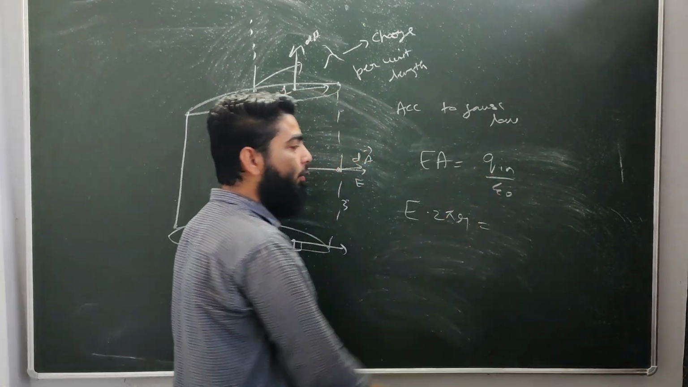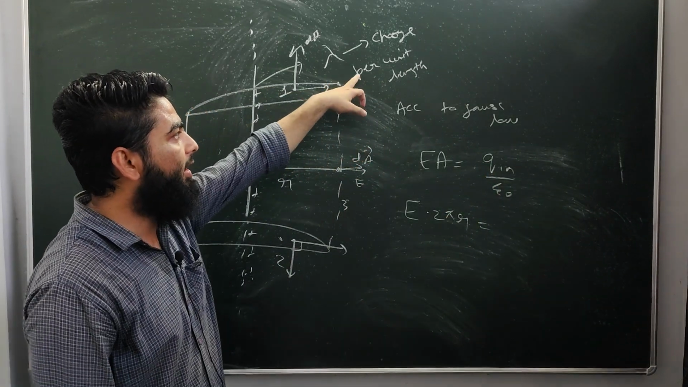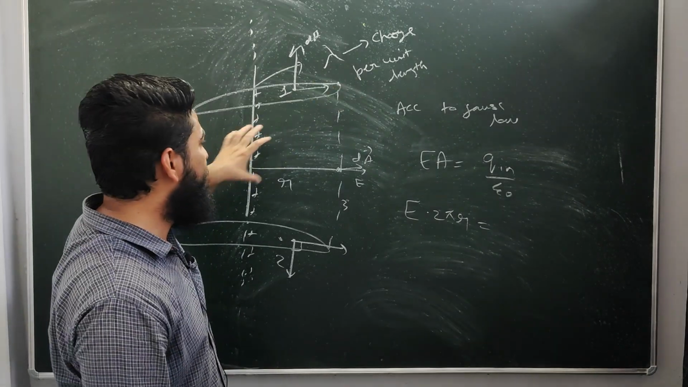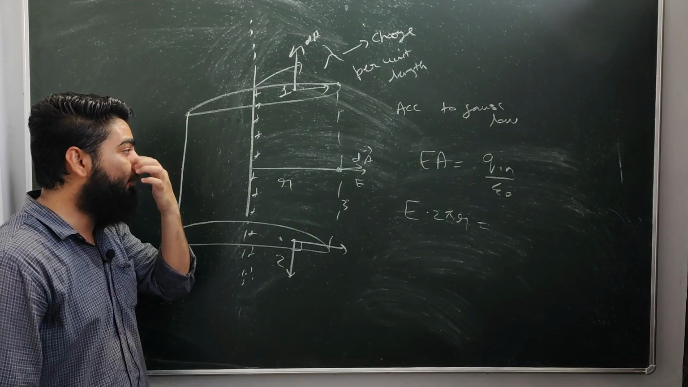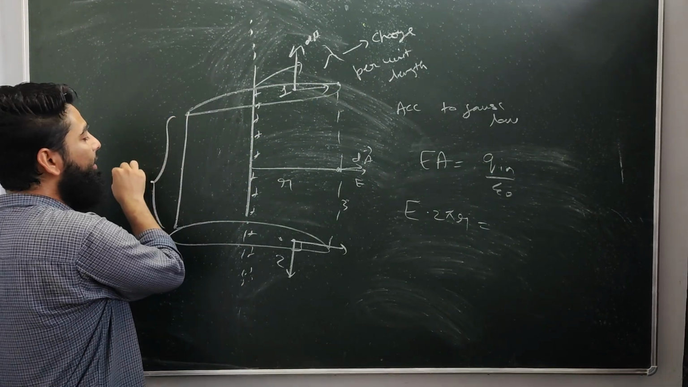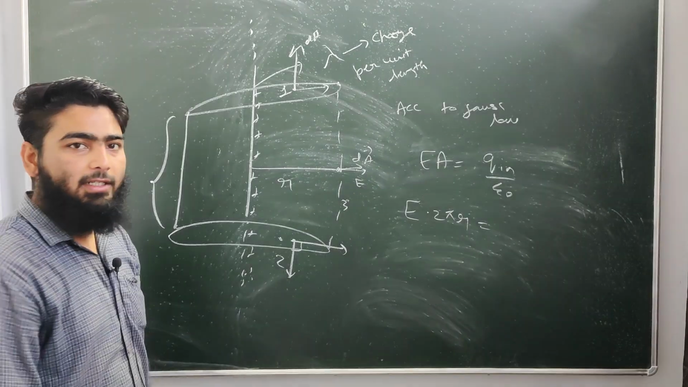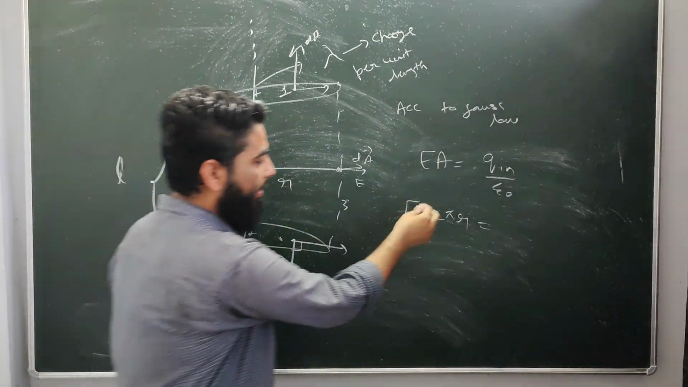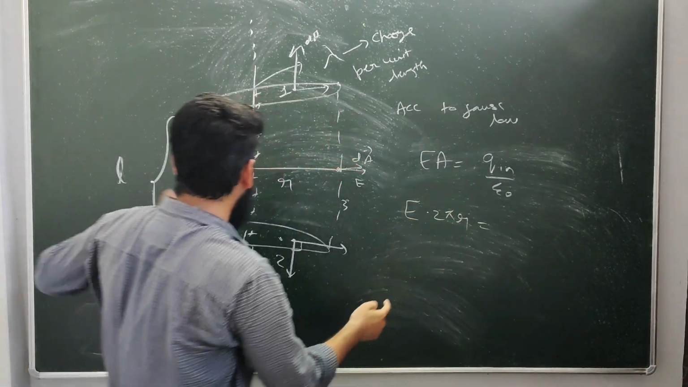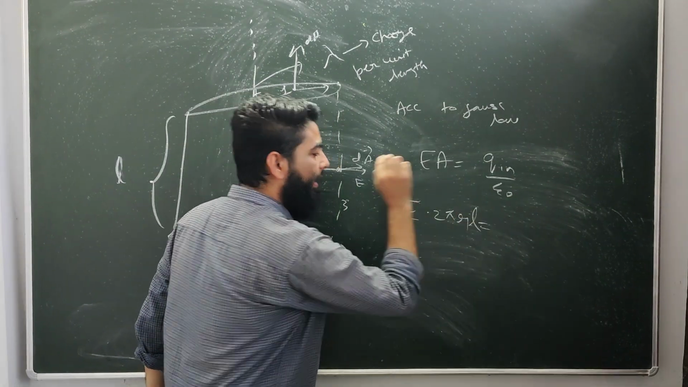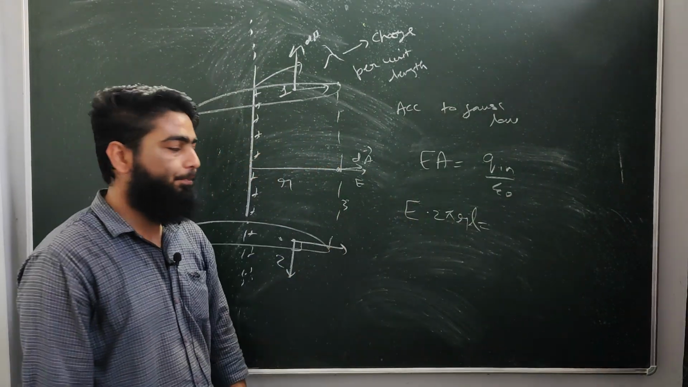So what is Q inside? Q inside is charge per unit length. Lambda is given, and this is the finite length. The height of the Gaussian surface that you have taken is a finite height. Let's say it is L. Here I forgot to place the height. Height is the L of the cylinder, so I have written L. E into 2 pi RL.